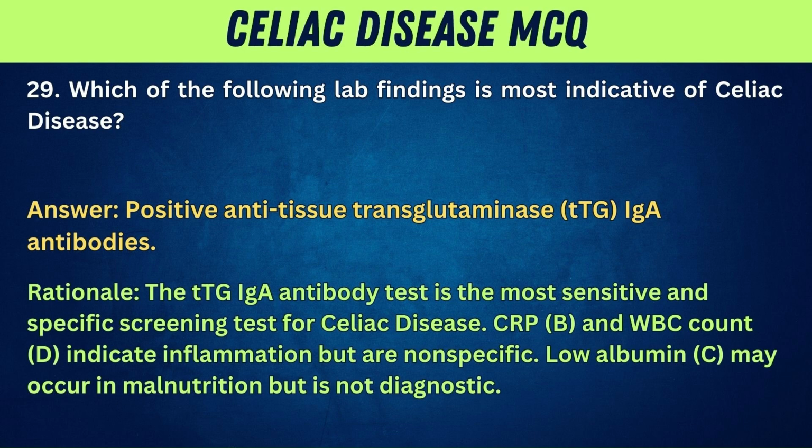Rationale: the TTG-IgA antibody test is the most sensitive and specific screening test for celiac disease. CRP, B, and WBC count, D, indicate inflammation but are nonspecific. Low albumin, C, may occur in malnutrition, but is not diagnostic.